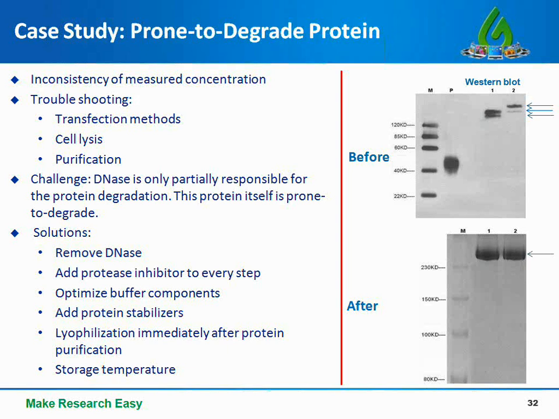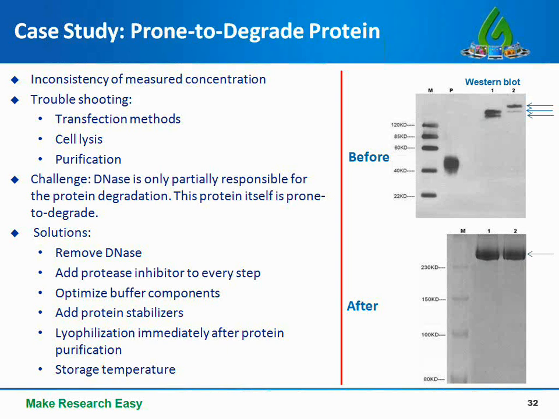The protein concentration the customer measured is inconsistent with what we measured before delivery. We immediately started the troubleshooting process and double-checked almost every step. As shown on the right upper corner, the Western blot showed certain levels of degradation with the protein. The top band is the non-degraded protein with the correct molecular weight. The two lower bands are proteins at different levels of degradation.